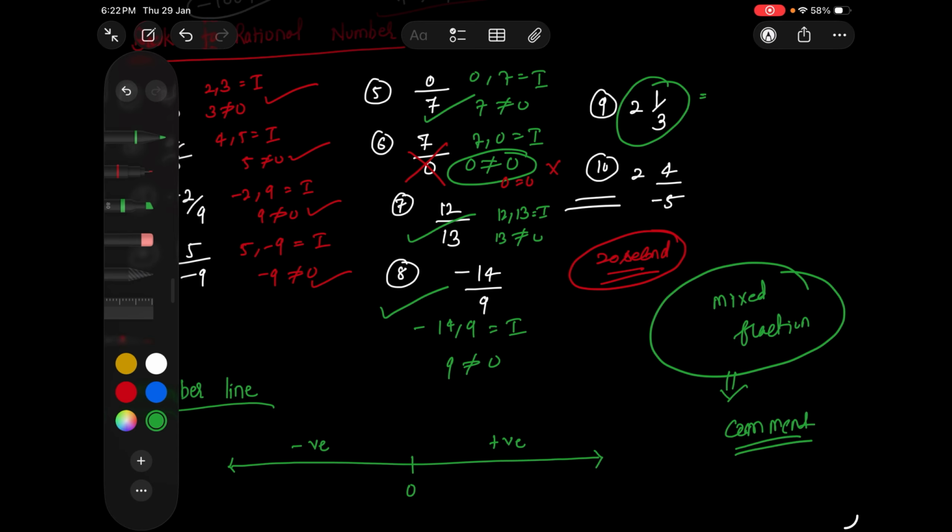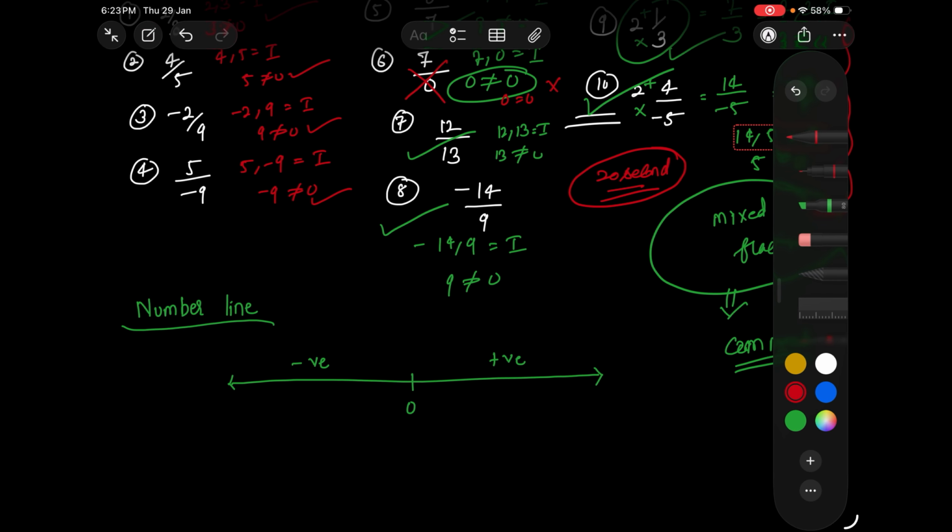Here 2 whole 1 by 3. Here we simply multiply this and add this: 3 multiplied by 2 is 6, plus 1 is 7. 7 upon 3. Next, 7 and 3 are integers, and 3 does not equal 0. Therefore this is a rational number. Here 5 times minus 5... 14 upon minus 5, which is minus 14 upon 5, where 14 and 5 are integers, and 5 does not equal 0. Therefore this is also a rational number.